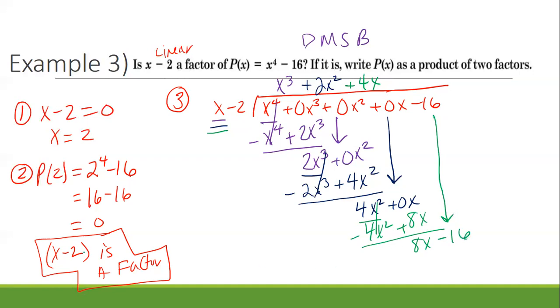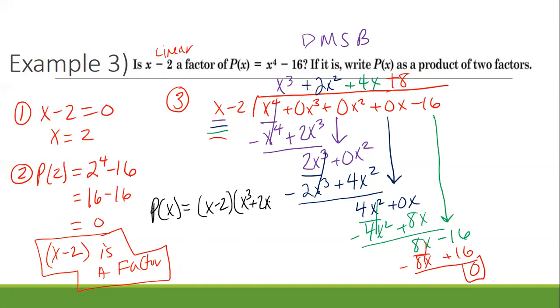Minus 16. Still not less than, so I'm going to continue my little journey. So 8x divided by x is 8. 8 times x minus 2 is 8x minus 16. Subtract, changing my signs. And I get 0. So that's just validating that I already knew it's a factor. So now it says write P of x as a product of 2 factors. So P of x written as a product of 2 factors is P of x equals x minus 2 times x to the 3rd plus 2x squared plus 4x plus 8.